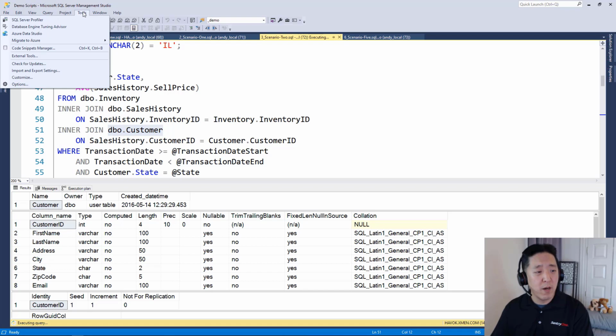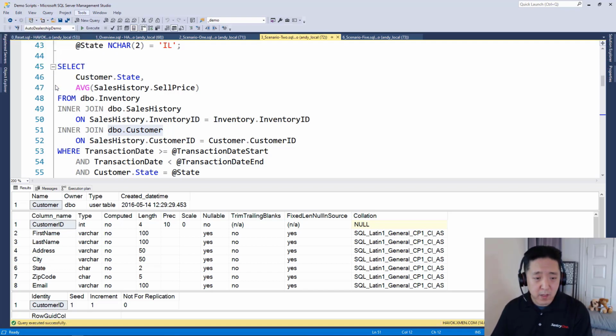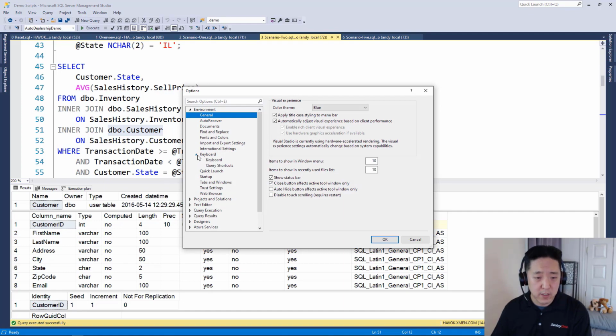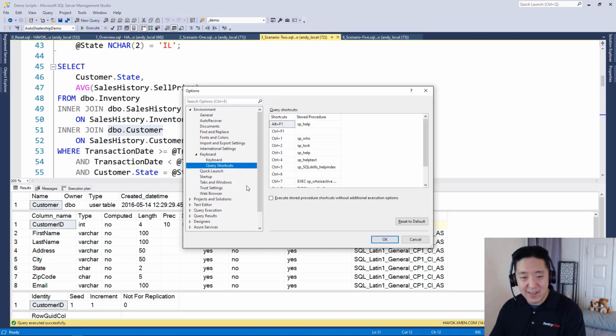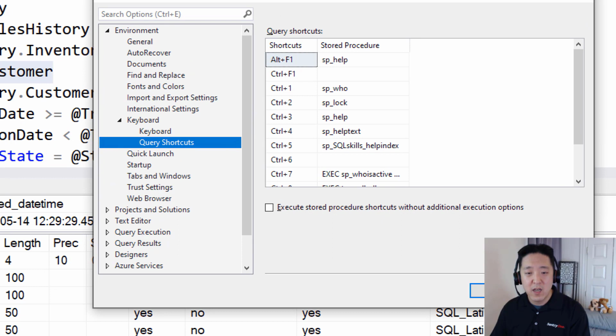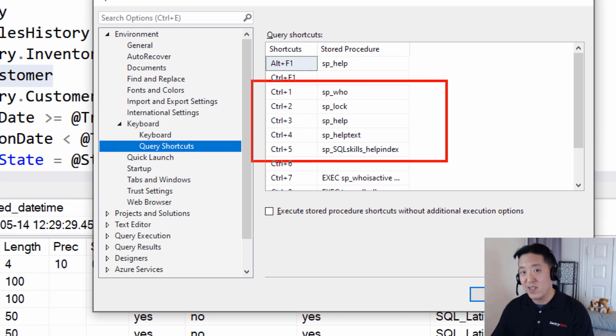Well, if you go up within Management Studio to Tools, Options, Keyboard, Query Shortcuts, you can assign these different commands to different hotkeys, as you can see that I've done here. These are some of my favorite ones. So if I ever quickly need to double check what indexes are in a given table, I can just highlight that and hit Control 5. Or in this case, I'm just going to hit Control 3 just to see something else.